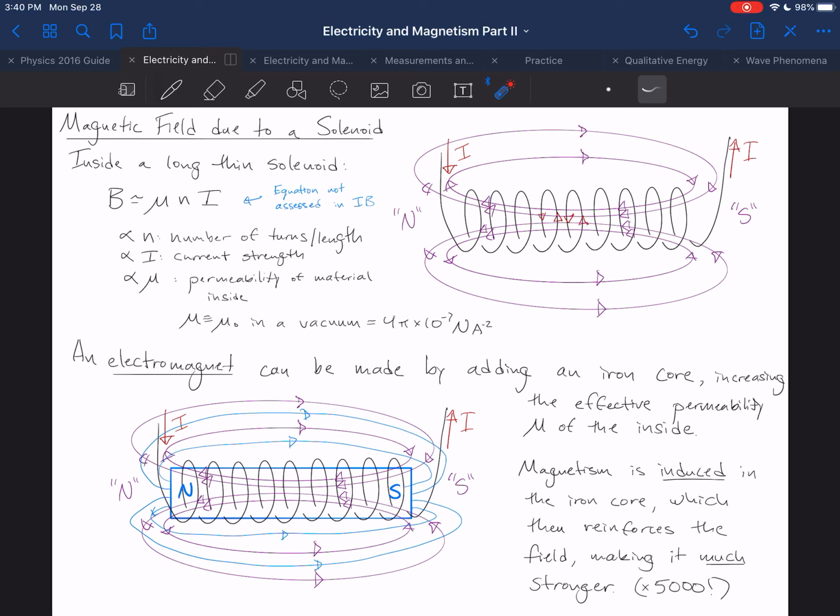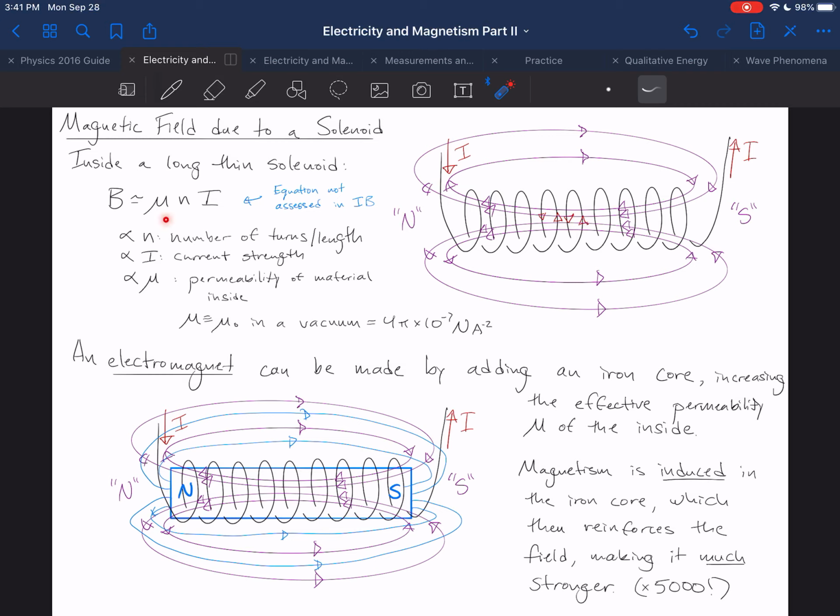So inside a long, thin solenoid, the magnetic field can be calculated, and it is approximately equal to μ times n times I. This equation is not assessed in the IB. This equation refers to the magnetic field strength within the solenoid itself.